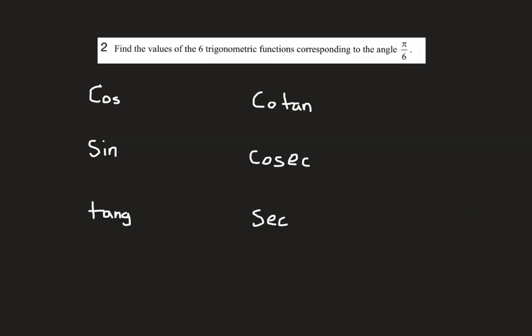Okay, so for problem 2, we have to find the 6 trigonometric functions corresponding to this value, pi over 6. And we know that pi equals 180 in this case.